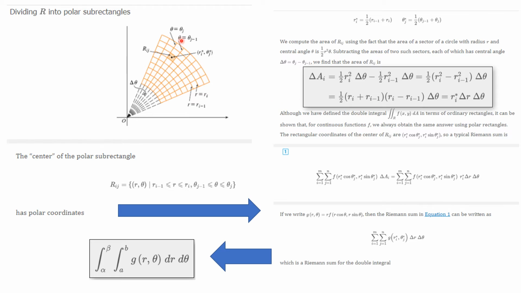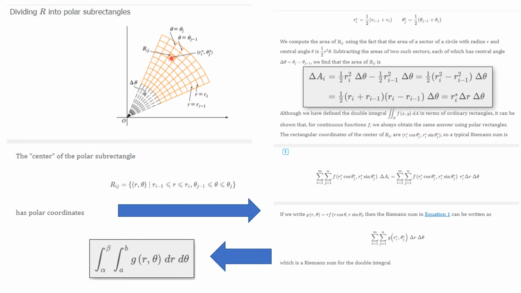So we get a picture that looks like this, and we'll focus on one of these pieces and then we'll add them up as a Riemann sum. So let's talk about this rectangle right here. The center of the polar rectangle, called R_ij, is going to be found, and it's just going to be the average of the r's and the average of the theta's.